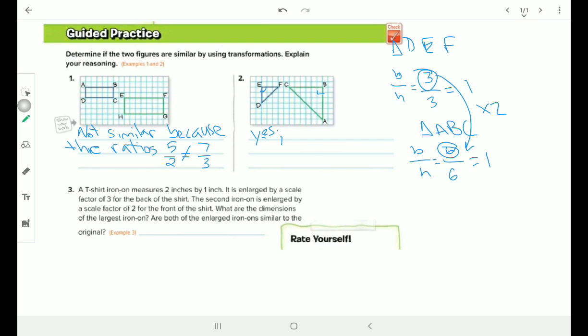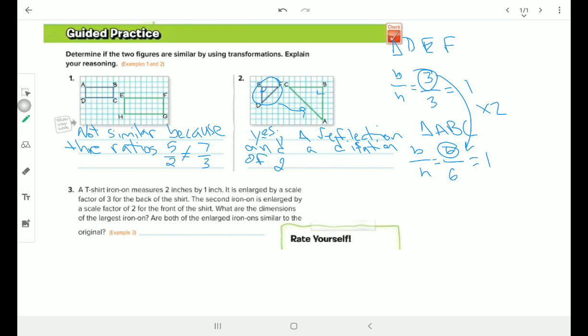And what else happens? How do I get from this blue shape to the green shape? Well, I can reflect it, right? If I reflect this shape, it is going to match on top of this shape. So I could say a reflection and a dilation of, now, if we're going from DEF to ABC, then it's going to be a dilation of 2.